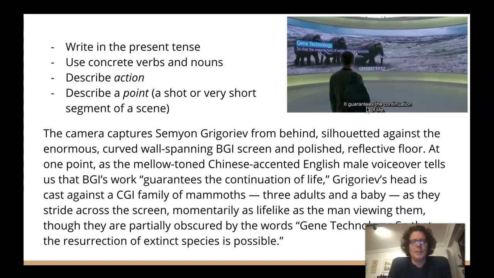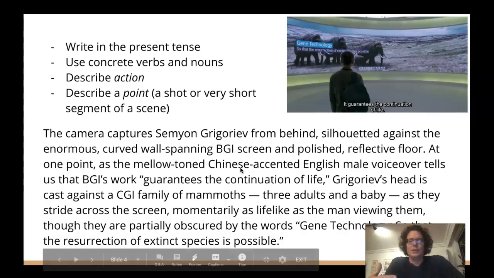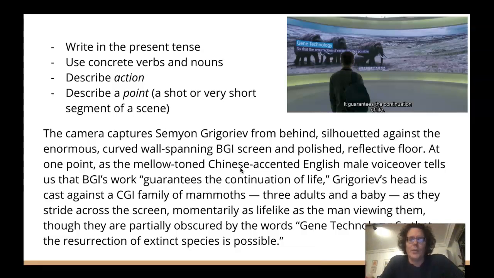The camera captures Semyon Grigoriev from behind, silhouetted against the enormous curved wall-spanning BGI screen and a polished reflective floor. At one point, and that's this point, right? I'm imagining this in the context of a larger essay perhaps, but at one point, as the mellow-toned Chinese accented English male voiceover, that's a little awkward, but you know what I mean. So the mellow-toned Chinese accented English male voiceover tells us that BGI's work, quote, guarantees the continuation of life, unquote. Grigoriev's head is cast against a CGI family of mammoths.